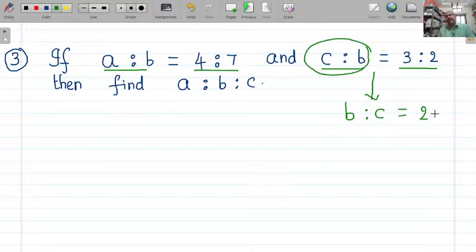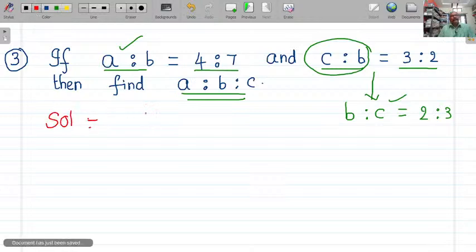So that will be 2 is to 3. Now easily you can crack. That means A is to B is known and B is to C is known. Now we need to find out A is to B is to C. How could you find? See, my dear students, this we can write 4 is to 7.